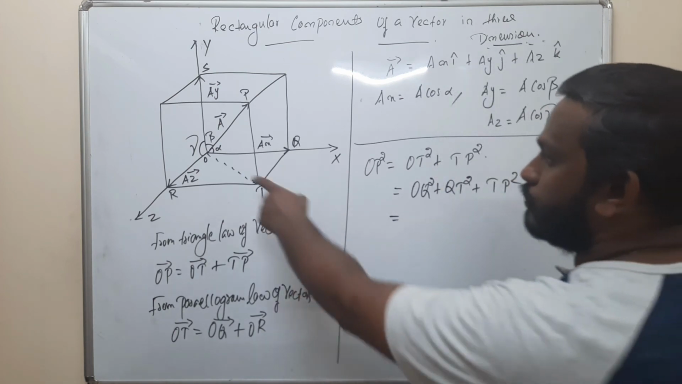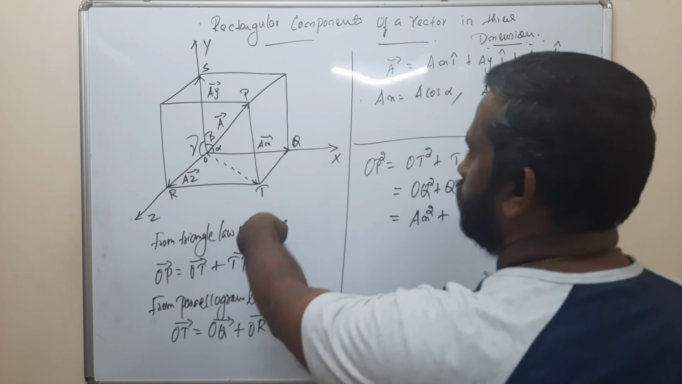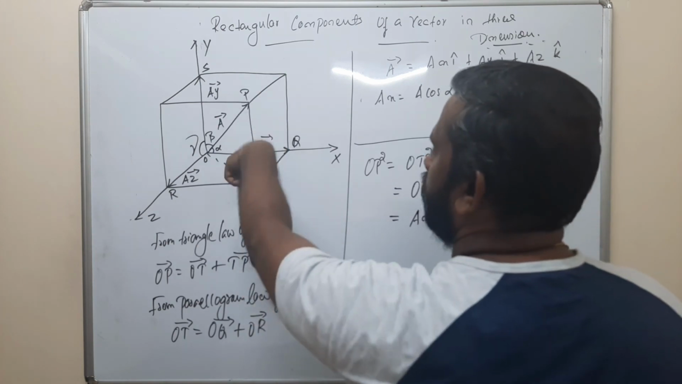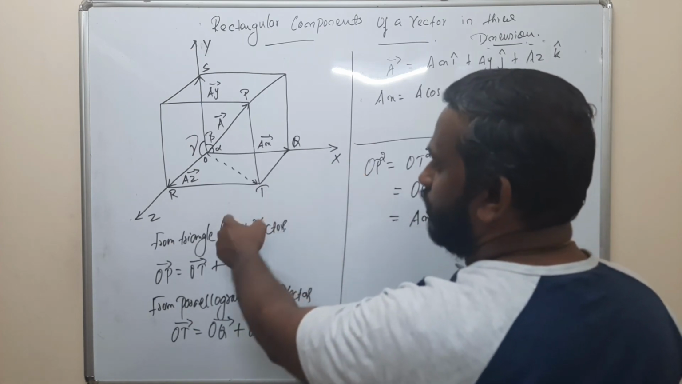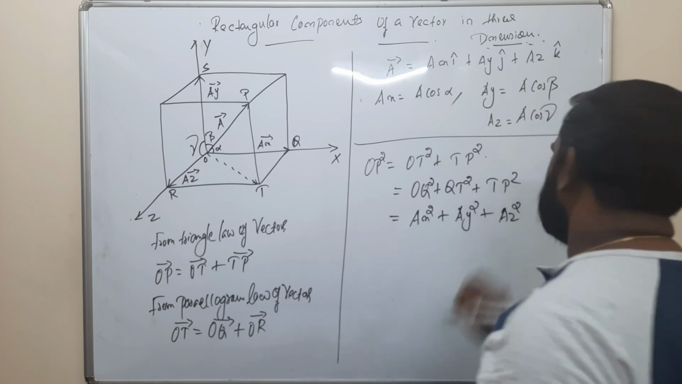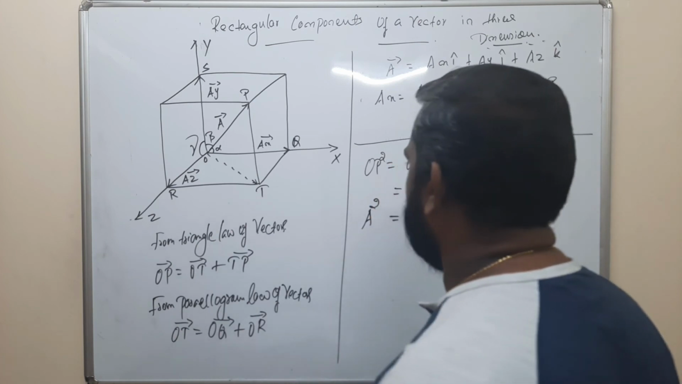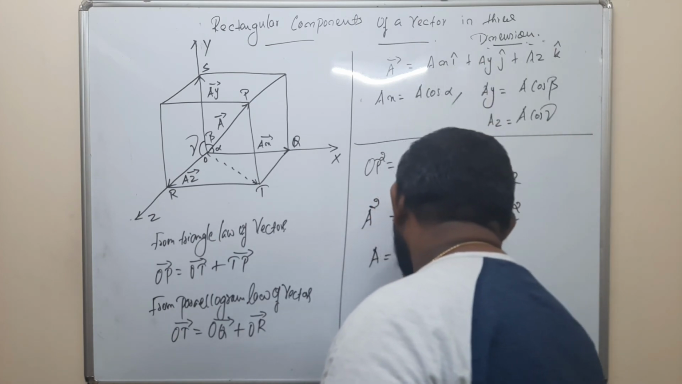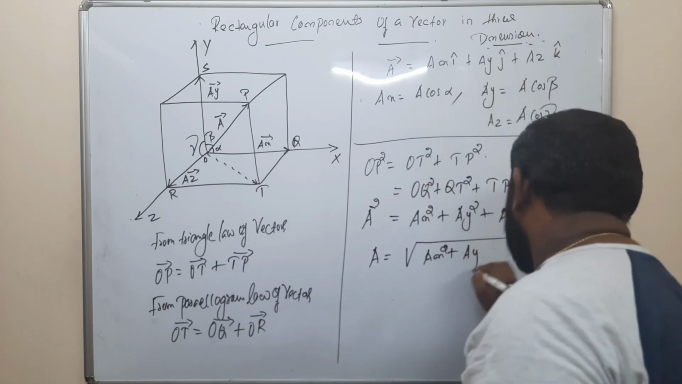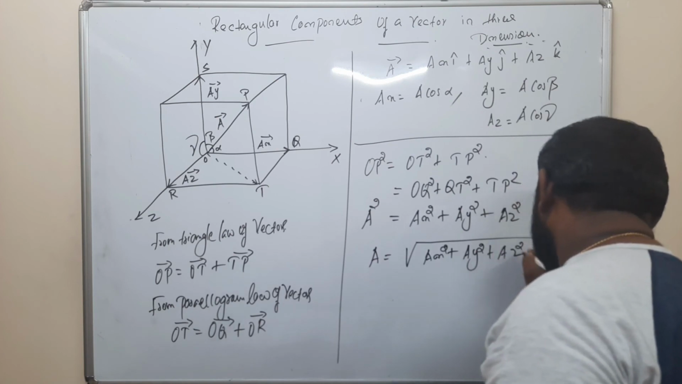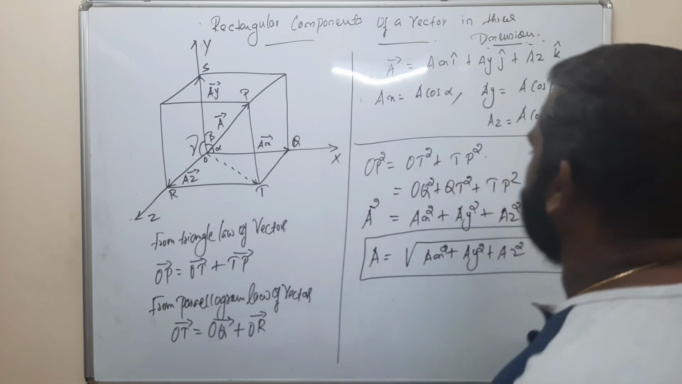OQ square is nothing but AX square. What is QT square or TP square? That is AY square. And what is the remaining one? That is AZ square. And what is OP square? That is A square. Am I right? So from this, A is equal to square root of AX square plus AY square plus AZ square. Very, very important. So this is the magnitude of the vector.